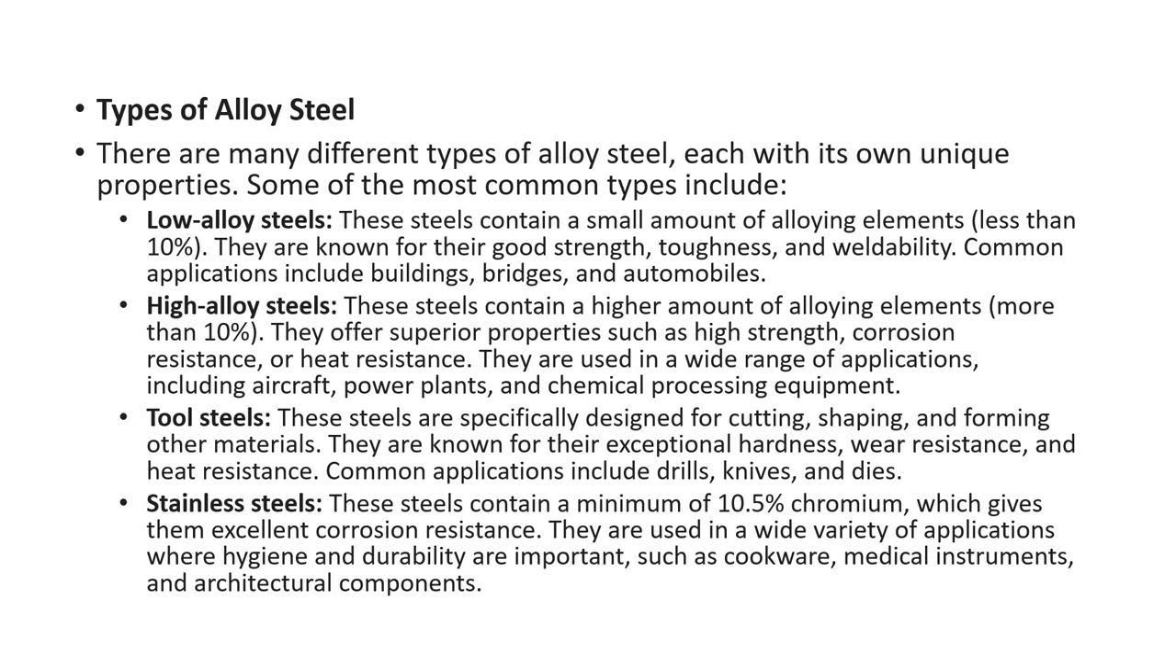If the percentage of alloying elements is more than 10, it is called a high alloy steel. This material has high strength, more strength is there. It has corrosion resistance, that is, less corrosion, and heat resistance, and there are various applications including aircraft, power plants, and chemical processing equipment.